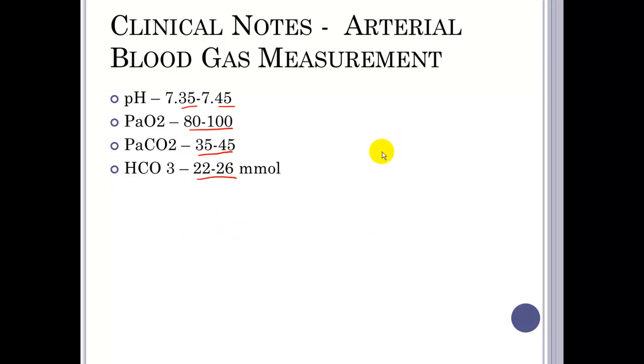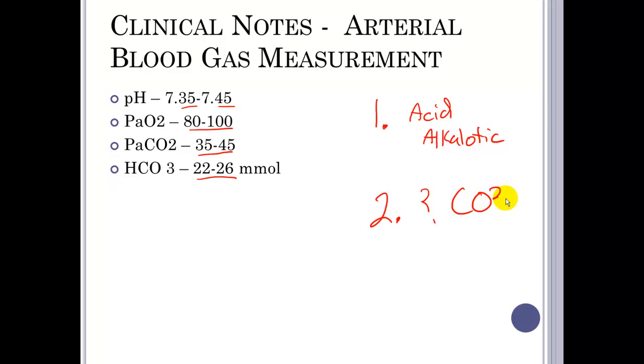Now, we'll do a couple of examples here. The first thing that you should ask whenever determining an ABG is, what is the pH? Are they acidic or alkalotic? The second thing you should ask, does it have anything to do with CO2? The third thing, and this will just solidify everything, what is their bicarbonate level? All right.